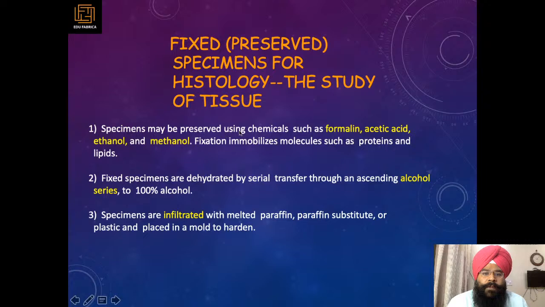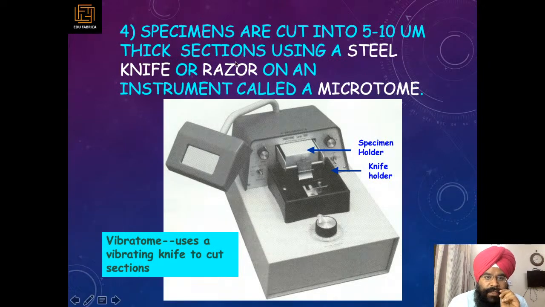Specimens may be preserved using chemicals such as formalin, acetic acid, ethanol, and methanol. Fixation immobilizes molecules such as proteins and lipids. Then we can treat them with 100% alcohol and use paraffin to mold them. This is how the specimen looks when you cut 5 to 10 micrometer thick sections. Your microtome has a specimen holder and a knife holder, and you can cut the sections you are looking for with this microtome.